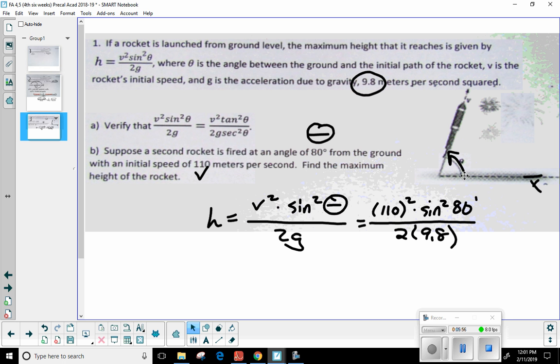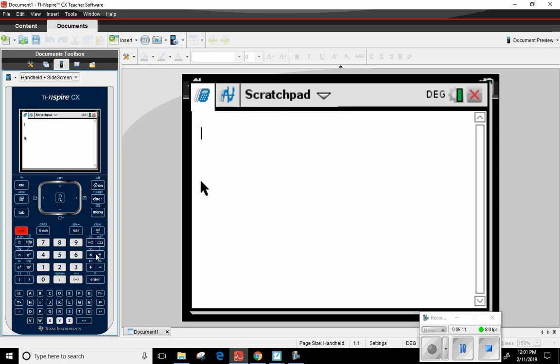I would probably wait until the last step to round because that would affect the answer. That's a good idea though. Do your science teachers or your physics teachers have you round prior to that? Some of them do? Okay. All right, well, let's see what we're going to get.